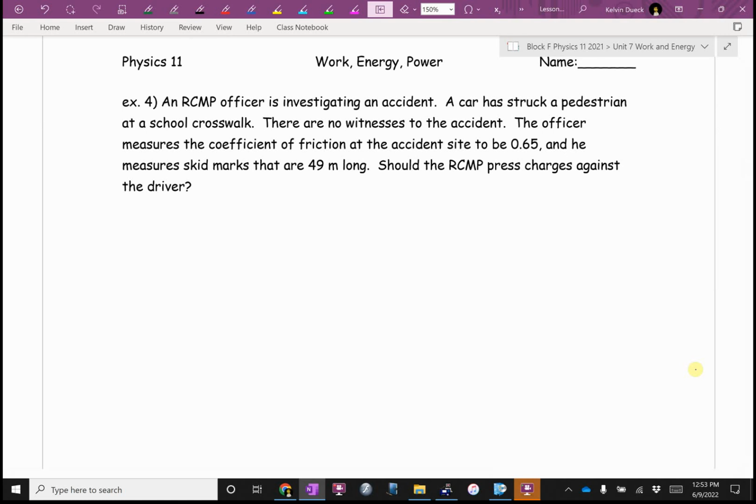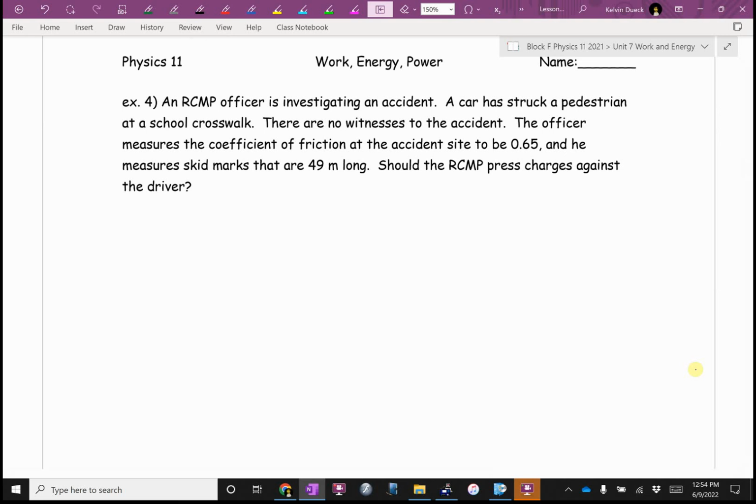RCMP are investigating an accident. A car struck a pedestrian at a school crosswalk. There are no witnesses to the accident, and the pedestrian either, sadly, didn't make it or can't remember the accident. The officer measures the coefficient of friction at the accident site to be 0.65. They have a little device that they drag, and they can figure that out. And it measures skid marks that are 49 meters long. Should the RCMP press charges?